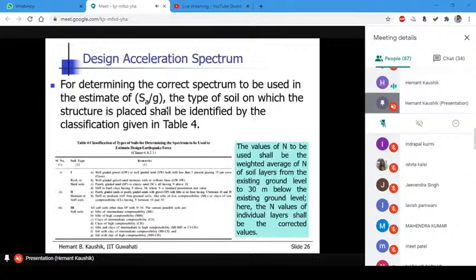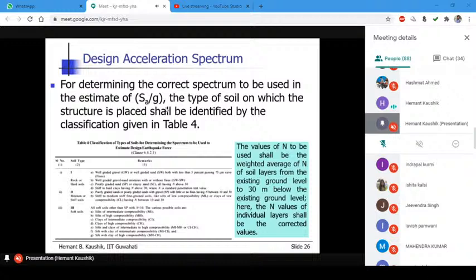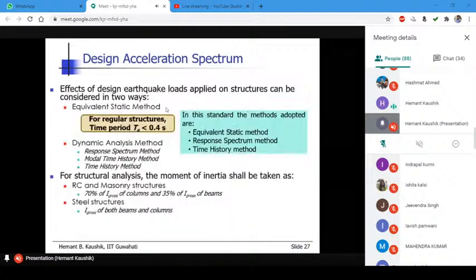So yesterday somebody asked me how to find out which type of soil it is. So there's Table 4 given in the code. Depending on the SPT values, depending on N values, you can actually find out what type of soil it is. And it is very straightforward. I'm not going into detail. Everything is written there.